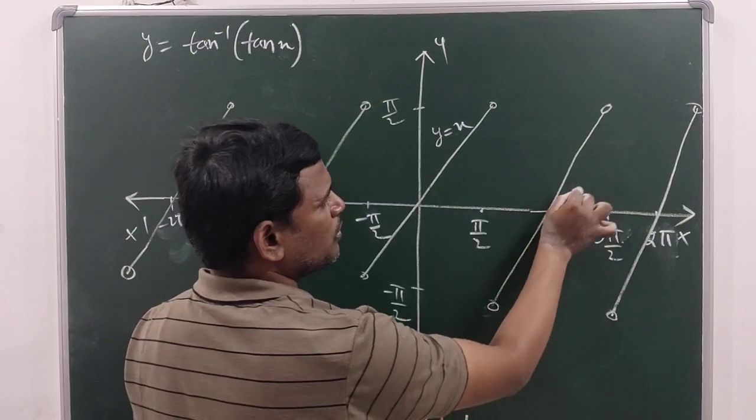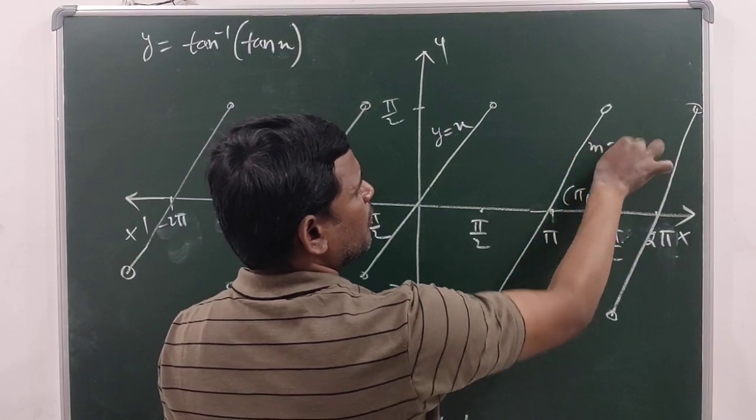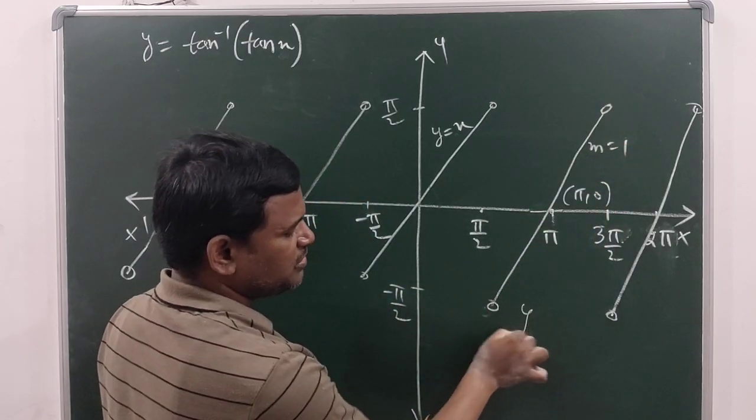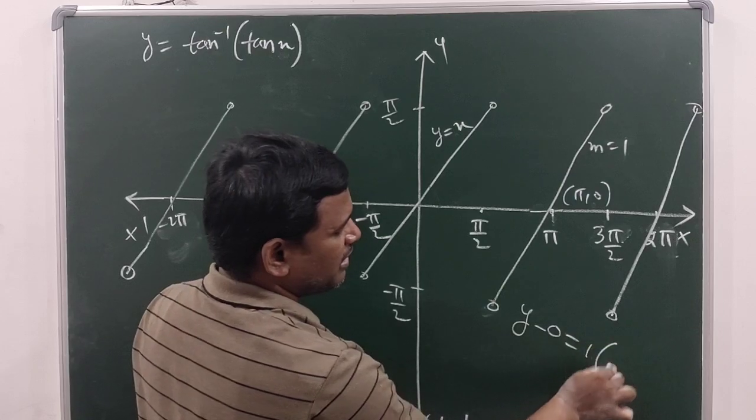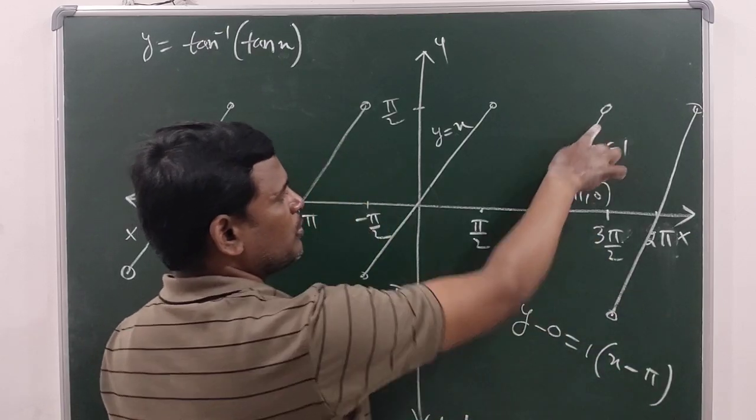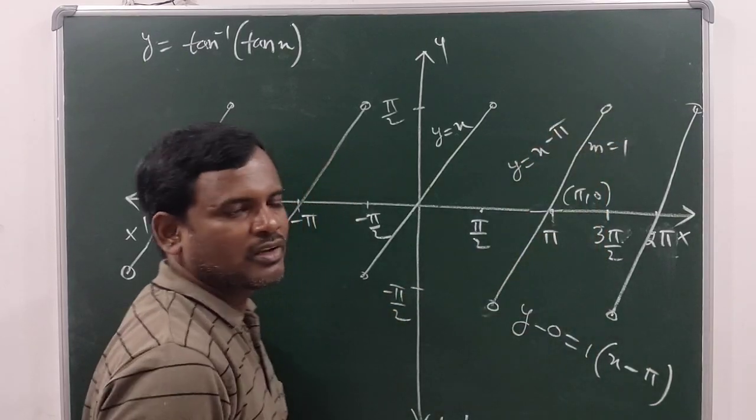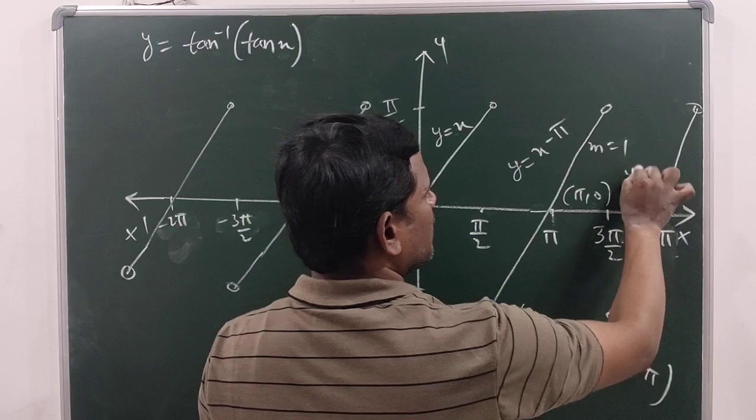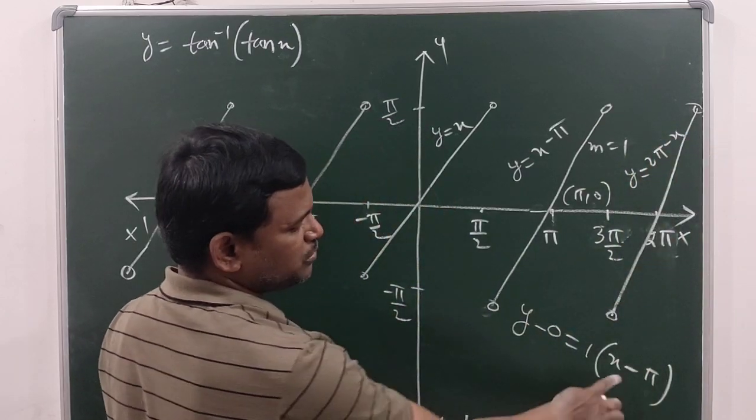It is passing through pi, 0 and having slope 1. Then the equation of this line is y minus y1 equal to m times x minus x1, where y1 is 0, m is 1, and x1 is pi. So y equal to x minus pi. And for this one, tell me, y equal to 2 pi minus x will come. Same like this, x minus 2 pi, no?